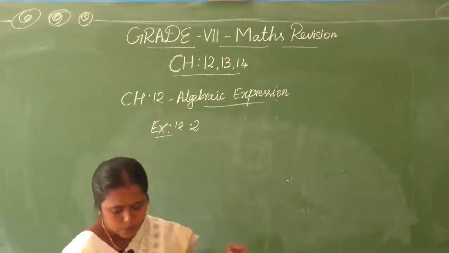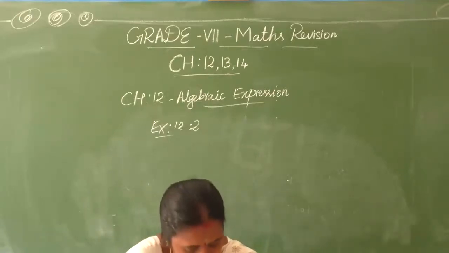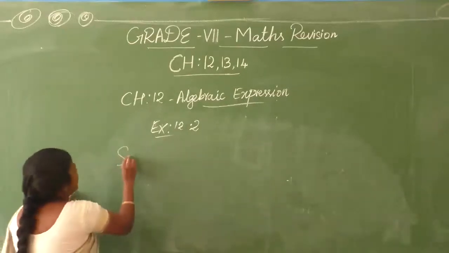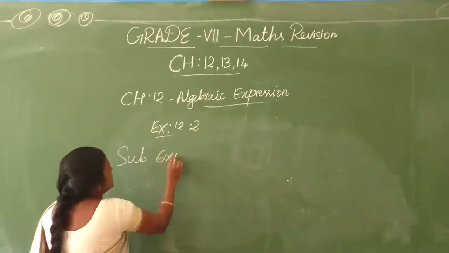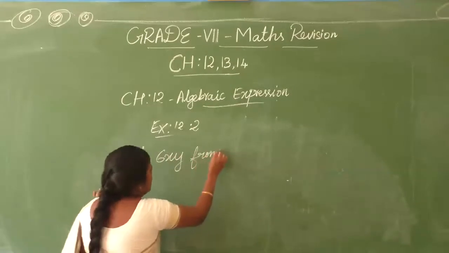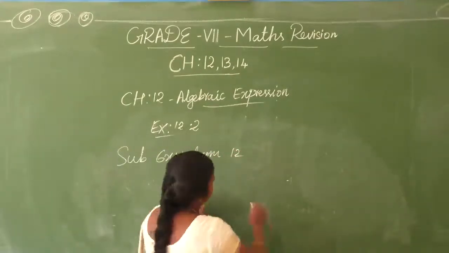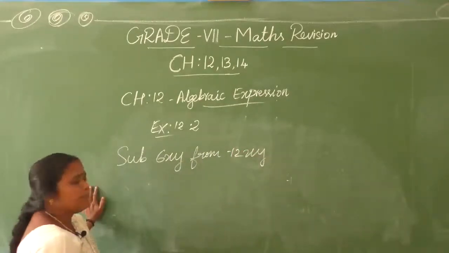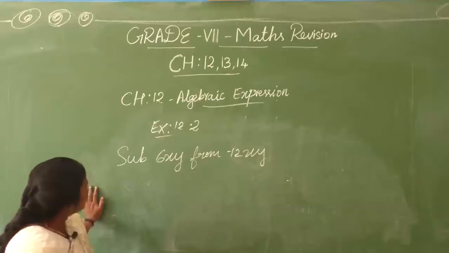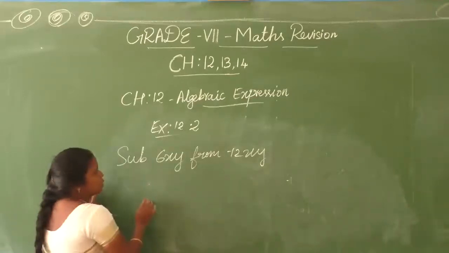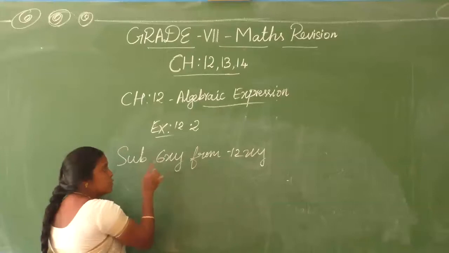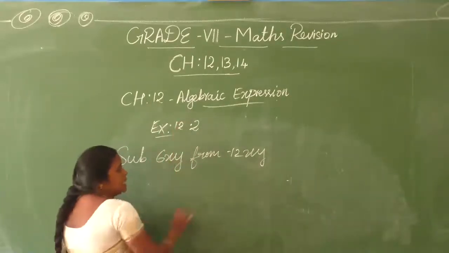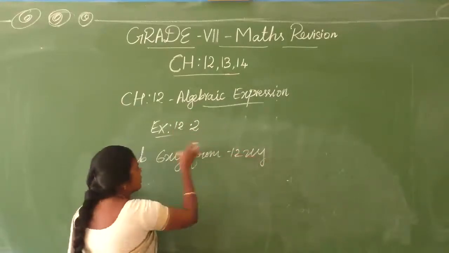See, one sum I am putting on subtraction. Subtract this from that. Subtract 6xy from minus 12xy. What to do? What is the meaning actually? Subtract this. Which is to be subtracted? 6xy only is to be subtracted. From which? From that. So from this we have to subtract this.